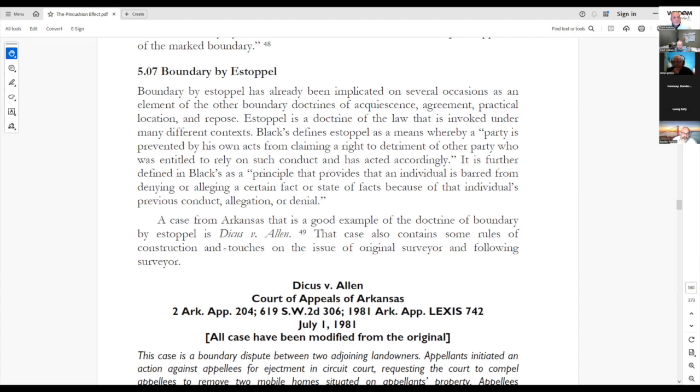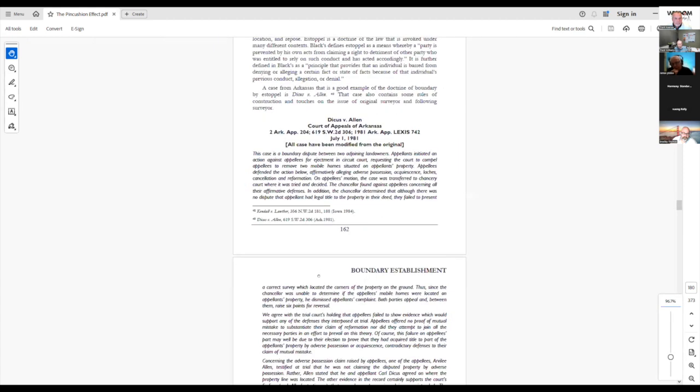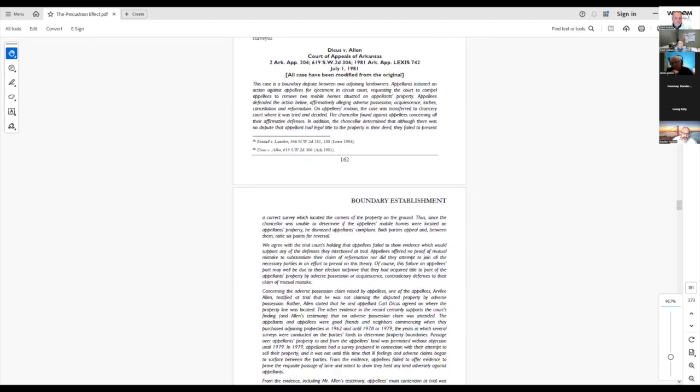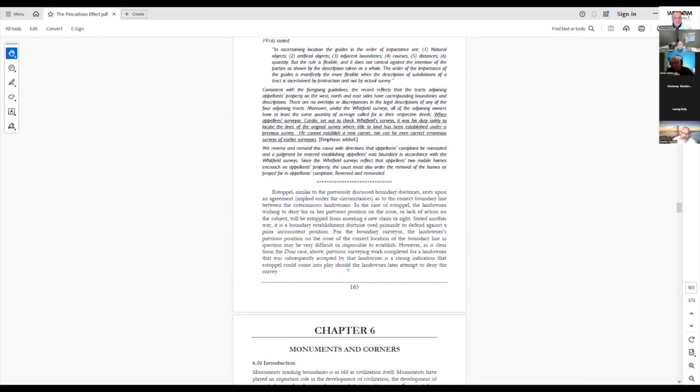Any questions about estoppel or any concerns there before we jump on? I guess that is it there. Oh yeah, I thought I had a little bit more on estoppel. So I'll just read this last paragraph here on estoppel.